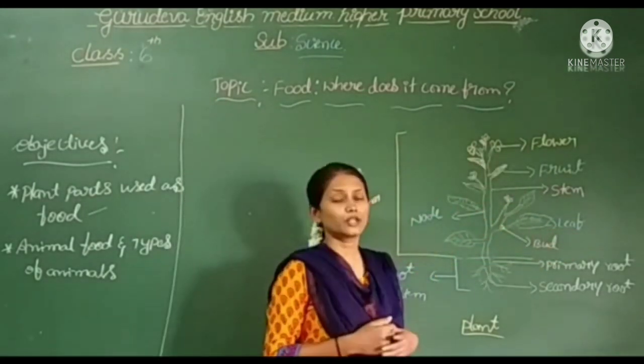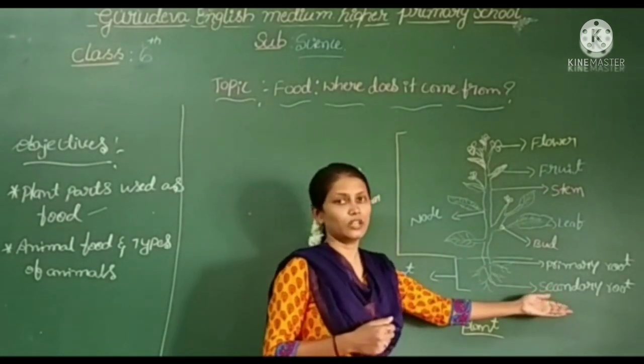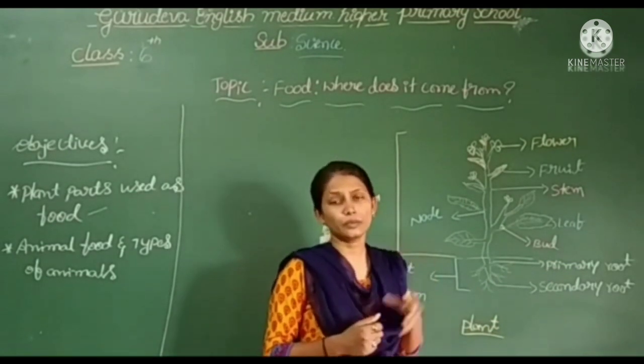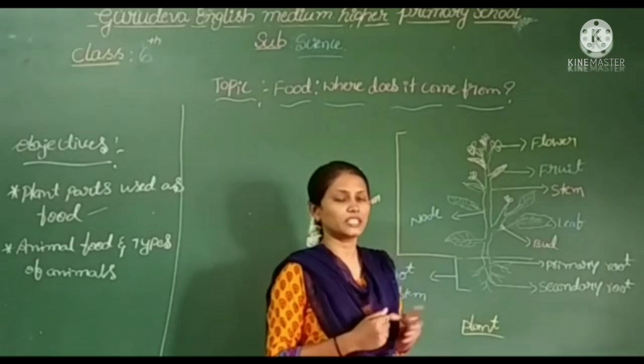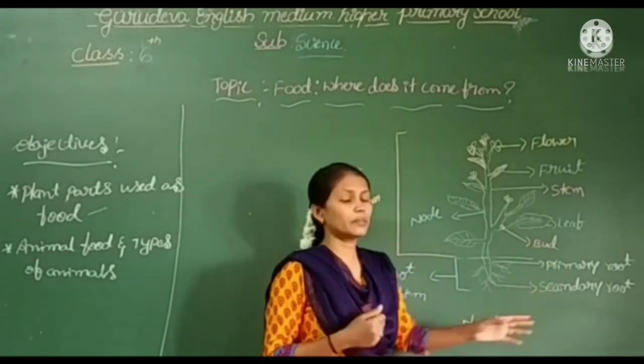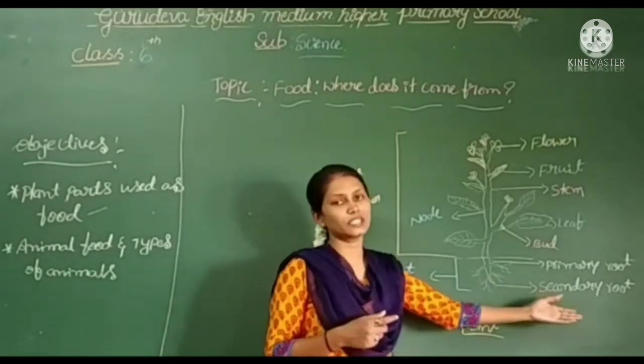In roots, the first one is the primary root and the next one is the secondary root. The primary root is, when the seed germinates, the first stage of the root. The secondary roots are, when the plant develops completely, the branch parts of the roots.